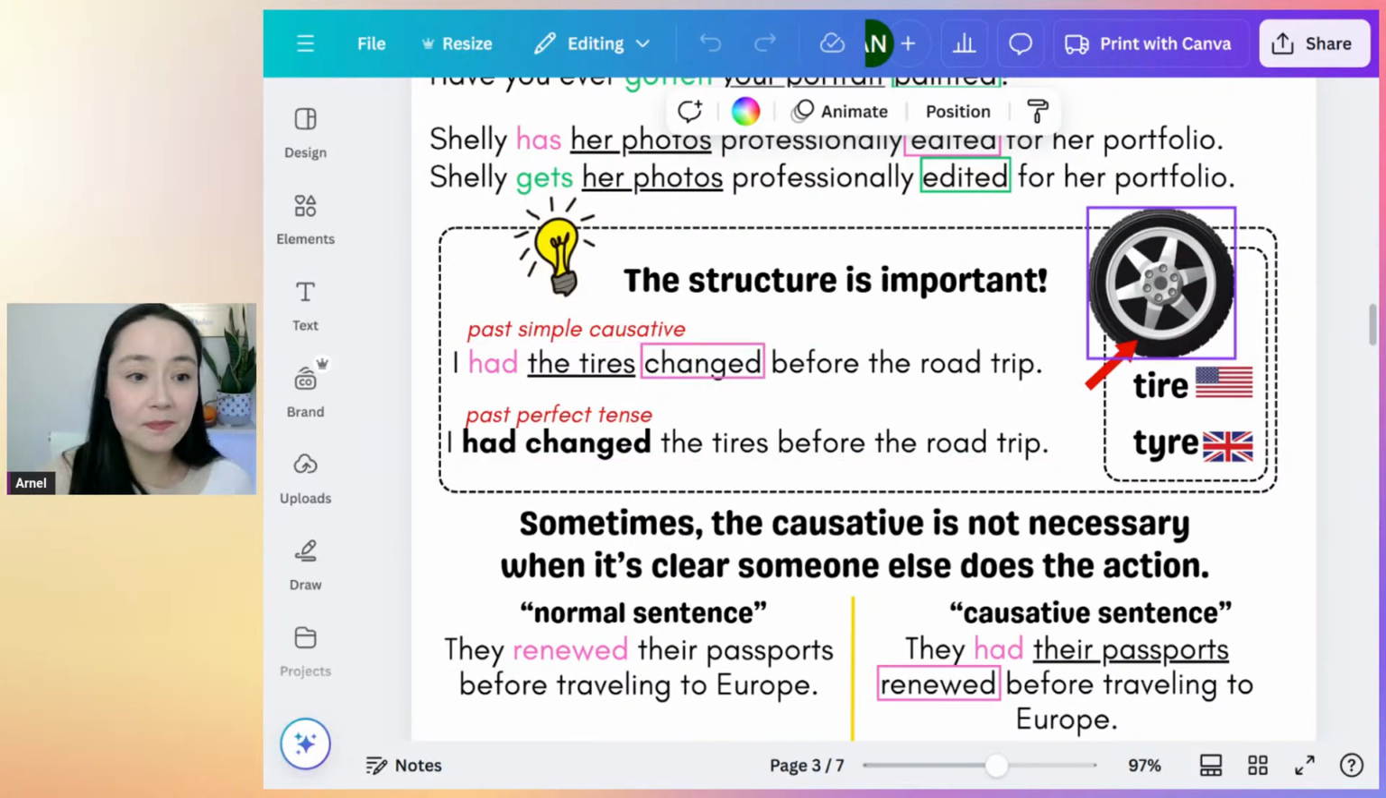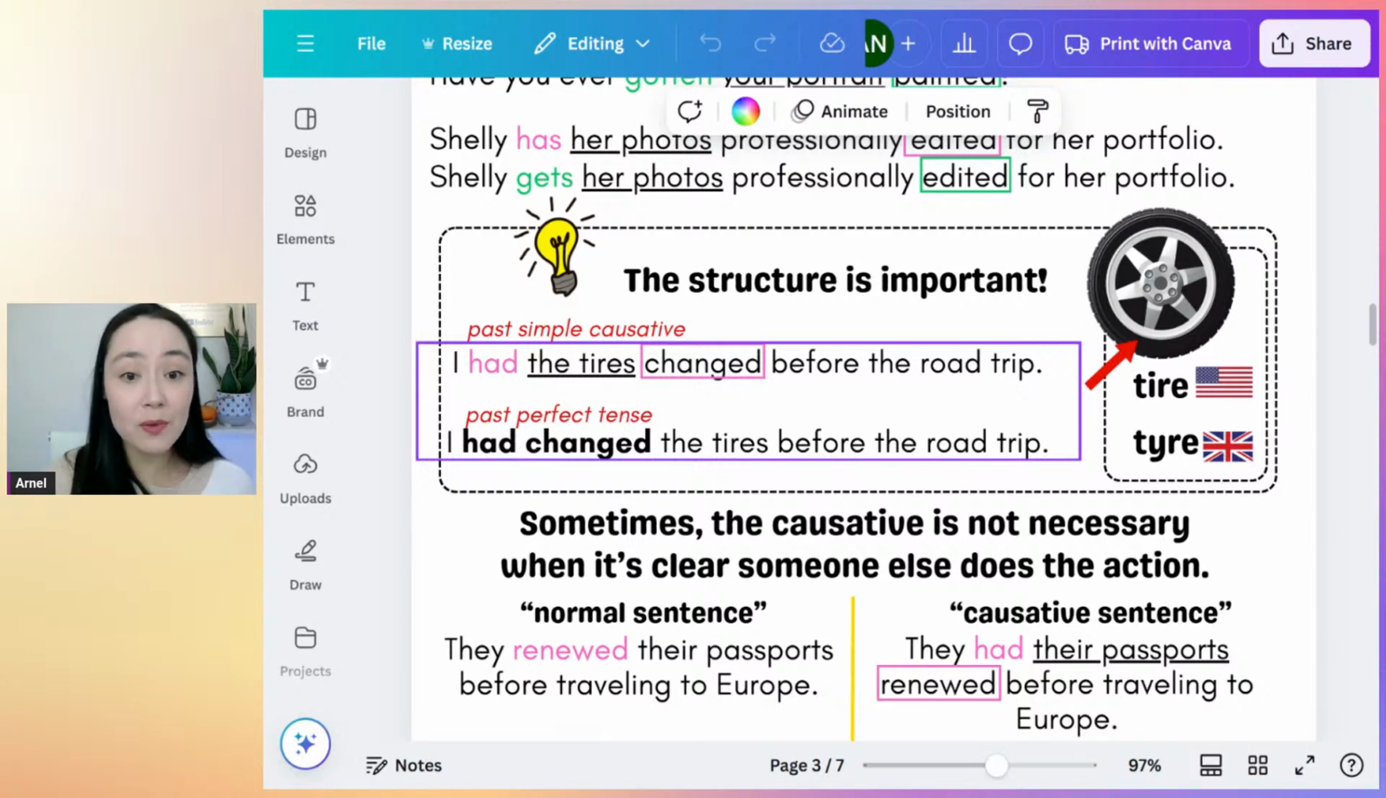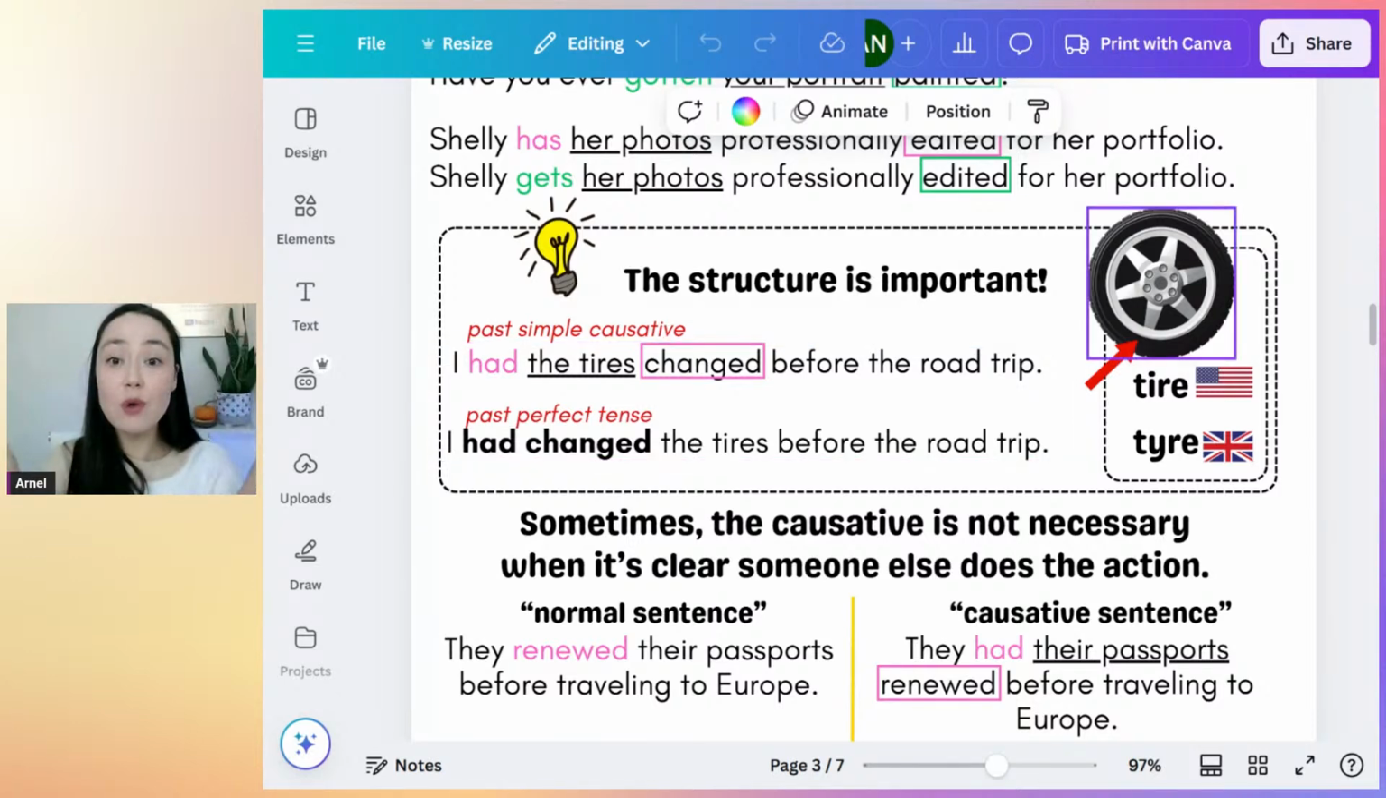And this is a tire. I had the tires changed before the road trip. It's the black rubber part of a wheel. Tire is the American spelling, like this. Tire, like this, is the British spelling, but they're pronounced the same way. Good.